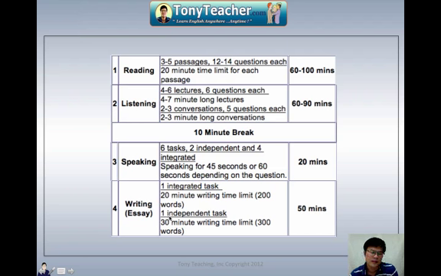Your very last question is an independent task, which is an essay, all opinion-based. In this essay, you have a 30-minute time limit, and you need to write 300 words. You'll be asked an open-ended question where you'll need to write your opinion about something. You need to give reasons and details and examples to support your answer.